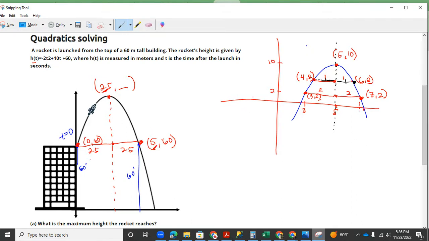So either way, whether you use the axis of symmetry concept or the substitution concept, you should end up with 5 seconds. After 5 seconds, it will be 60 feet again. All right, I hope this helps.